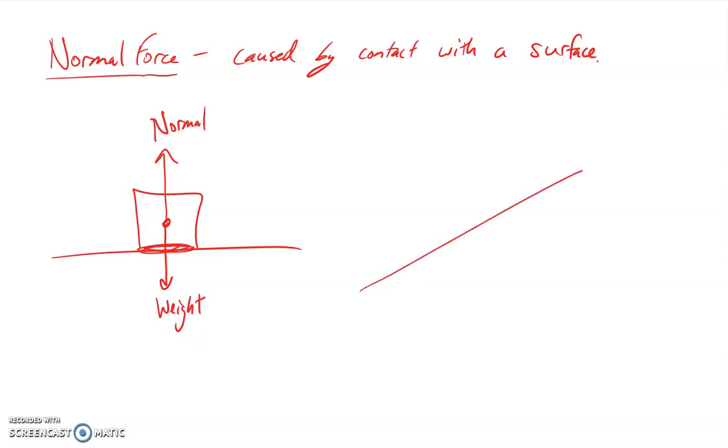If the ground slants, like a hill, and the box is sitting on the hill, the normal force is also slanted. The weight, however, never slants.